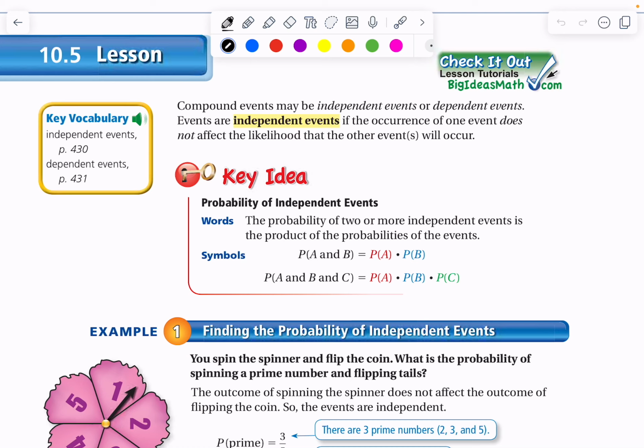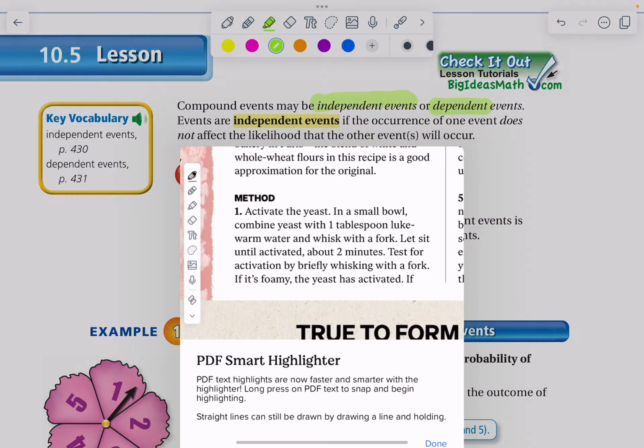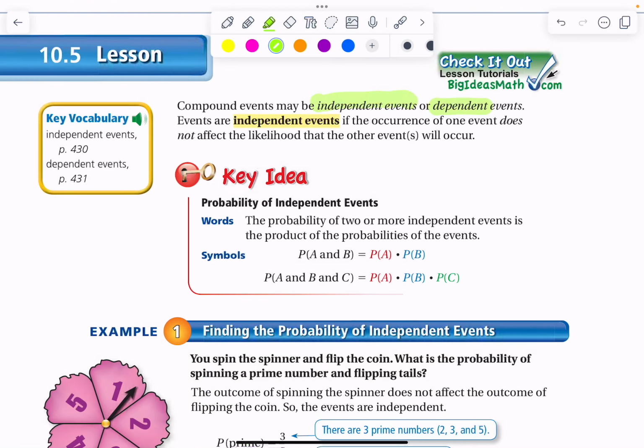So a compound event is something that has two or more events. And compound events can be either what we call independent events or dependent events. When we talk about the definitions of these, I like to think of it this way: if you're independent, you can kind of stand alone, you can be by yourself. If you're dependent, then you kind of rely on someone else. That's a good way to think of the difference between independent events and dependent events.